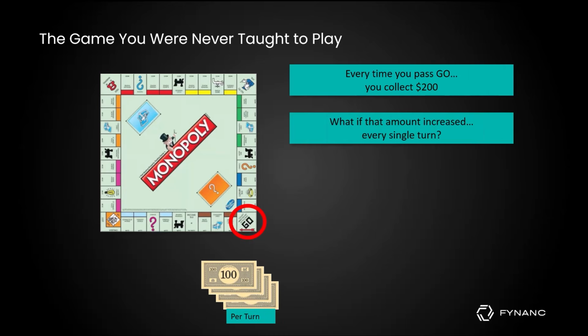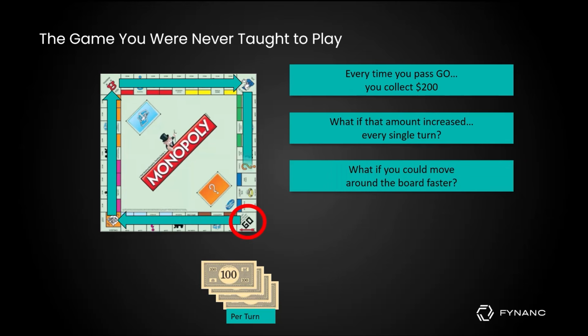However, what if the amount increased every single turn? So every time you pass go, it increases a little bit. It's 200, 210, 220, 230, 400. It keeps growing over time. And what if you could move faster around the board, right? What if you can get there faster? So instead of rolling 20 times, you get there in 3 or 4 rolls, right?